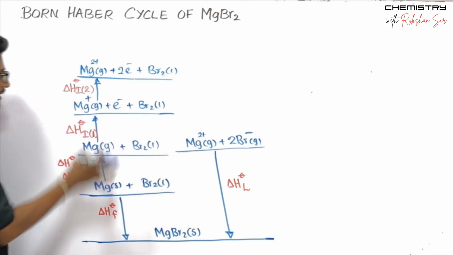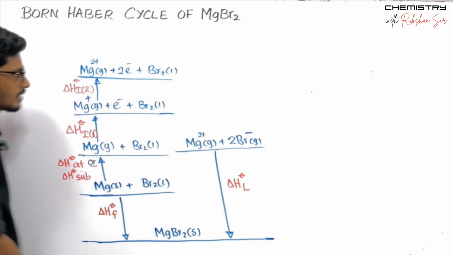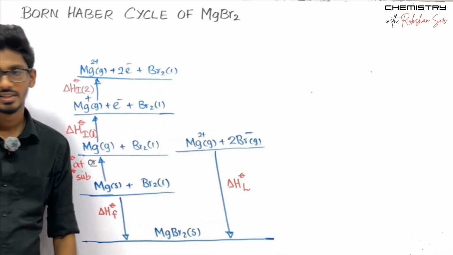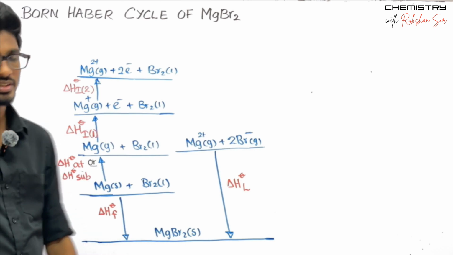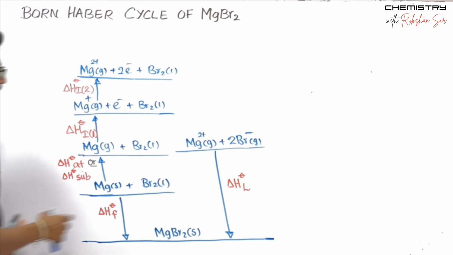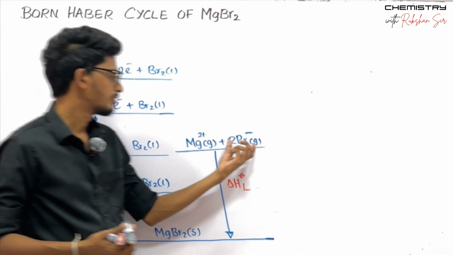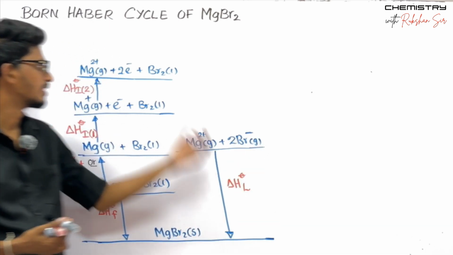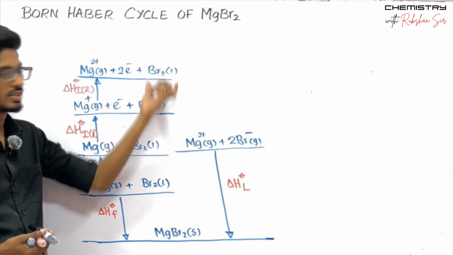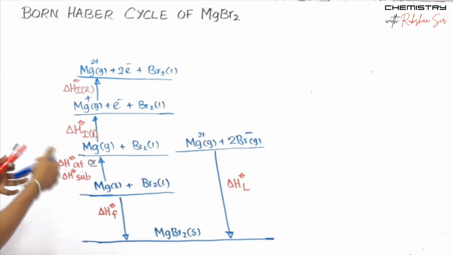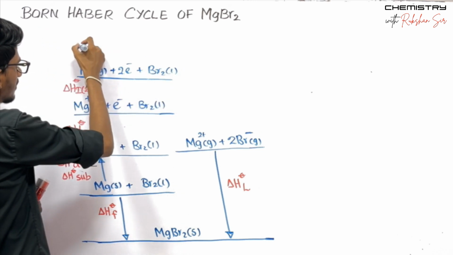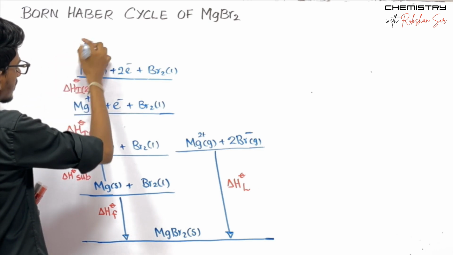Next, the things with the magnesium are done. We have converted to Mg²⁺ gas. Now what we need to do is convert this Br2 liquid to Br⁻ gaseous ions, right? Okay, let's start that process. First we need some electron gain to come up with Br⁻ gas. To do electron gain, first we need to convert this into monoatomic gaseous form, right? So that is what we are doing first.